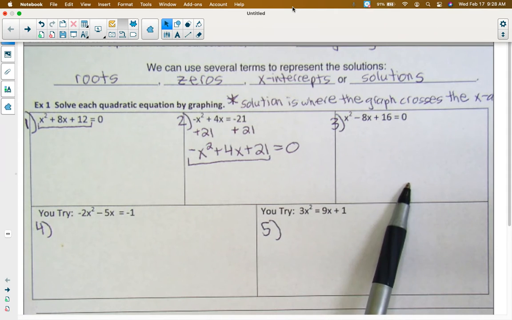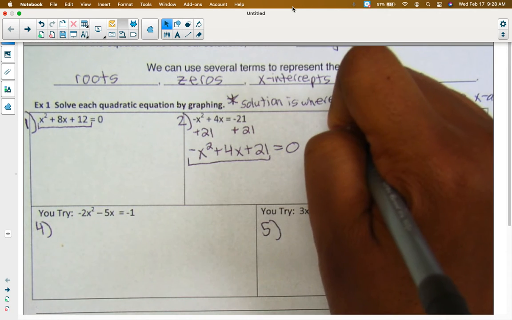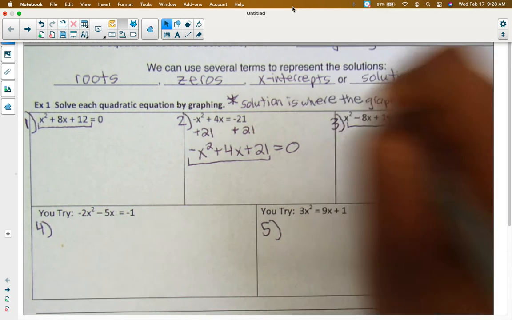All right, let's look at number 3. Number 3 is already equal to 0, so we don't have to do any work to it. So we'll just leave it be for a minute until we graph it. So we're going to be graphing that.